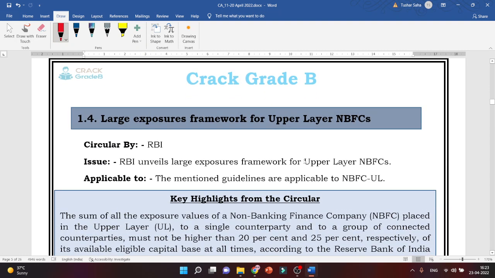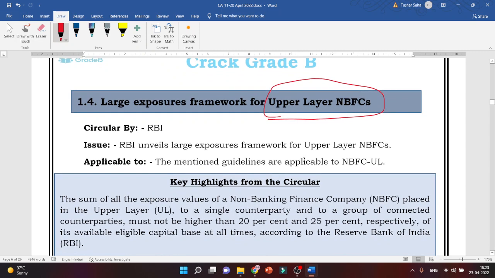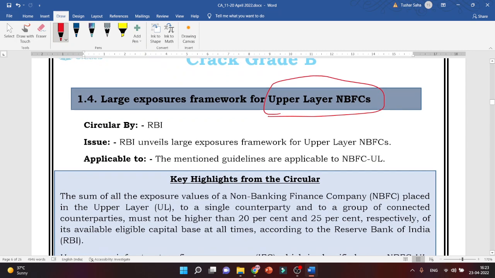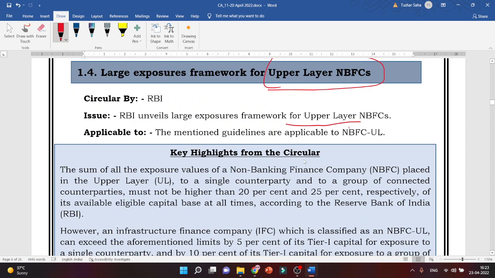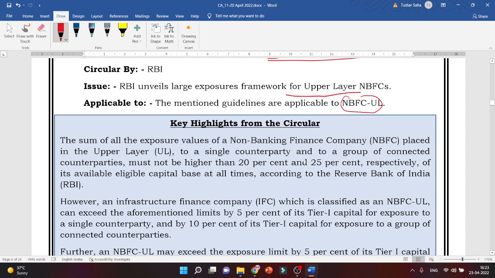Now, next is the large exposure framework for the upper layer NBFCs. Okay, so multiple frameworks came for the NBFC. So you will have to read everything related to it, because you never know, since this is discussed in almost every piece of news during this month, so this becomes important. Now, RBI unveils large exposure framework for upper level NBFC. Now, this is applicable only to whom? NBFC UL, right? Now, what are the changes?